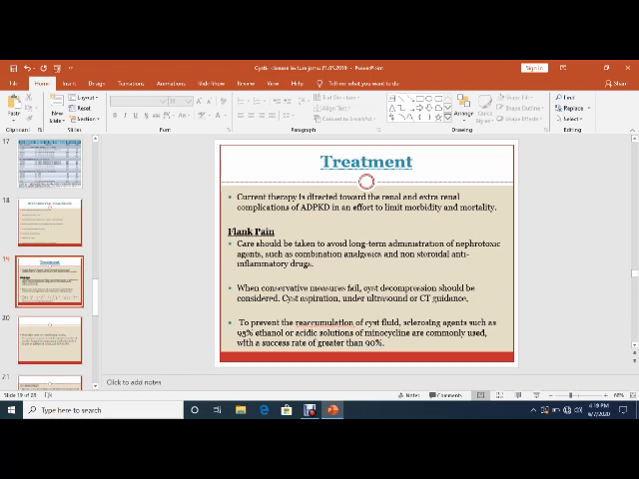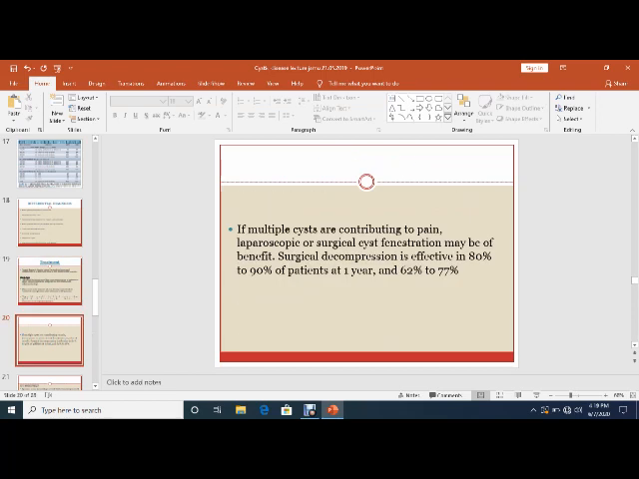Sometimes the cyst may recur. So to prevent the reaccumulation of the cyst fluid, sclerosing agents such as 95% ethanol or an acidic solution of minocycline are commonly used. If multiple cysts are contributing to pain, a laparoscopic or surgical cyst fenestration procedure may be beneficial.